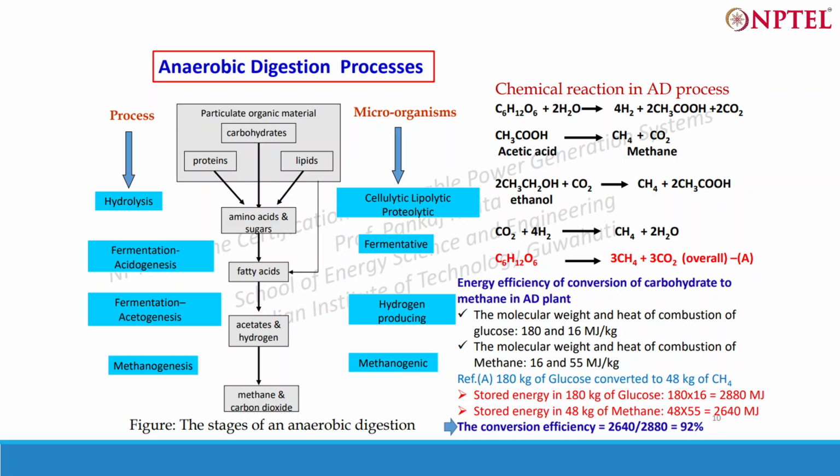If we see, these are some of the chemical reactions that occur in a biogas plant to produce methane and CO2. So a series of steps occur to produce methane.